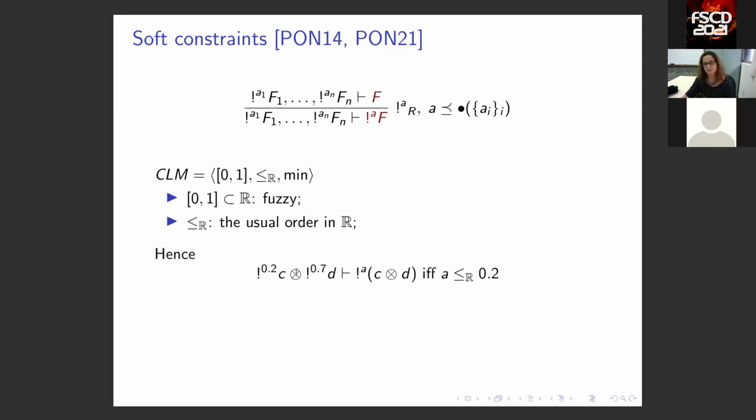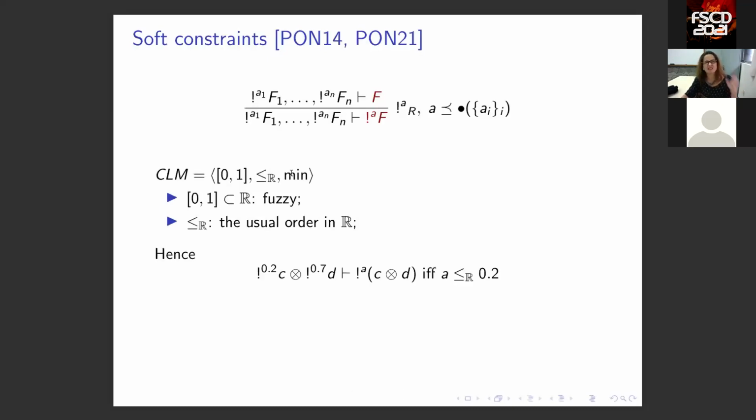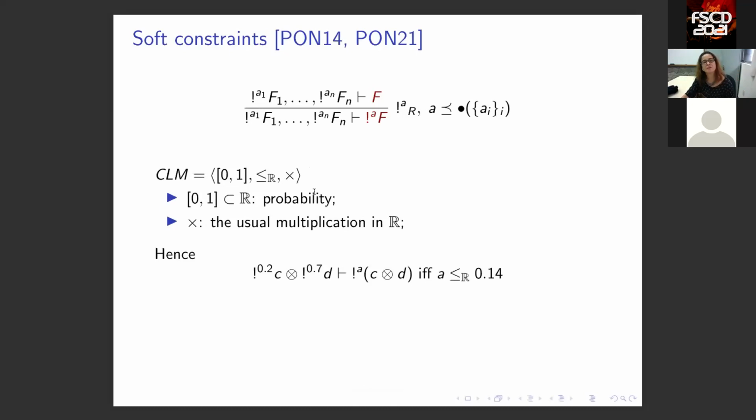So in this way, I have a very nice way in the logic to talk about preferences in the concurrent system. But instead of having minimal here, we can have times, the multiplication that we have in the reals, and then we talk about probability. So now if I want to prove C and D with probability A, and I have that C is believed with probability 0.2 and D with probability 0.7, then the way of combining this information is multiplying them. So I know that A should be less or equal to 0.14, okay?